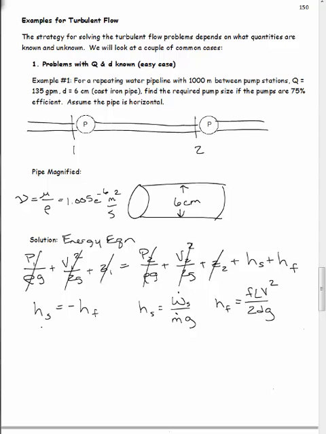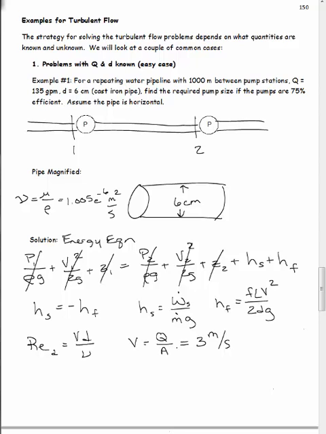Reynolds number is VD over nu. Well, we need V for the Reynolds number, but we don't have V. We've got Q, 135 gallons per minute. Q will give us V, because we can say V equals Q over A. If I go ahead and plug everything in, I'm not going to go through the math and unit conversions, but you get 3 meters per second doing that. Remember, you have to convert those gallons.